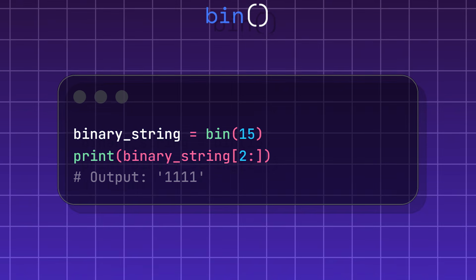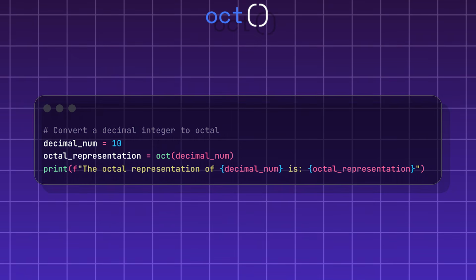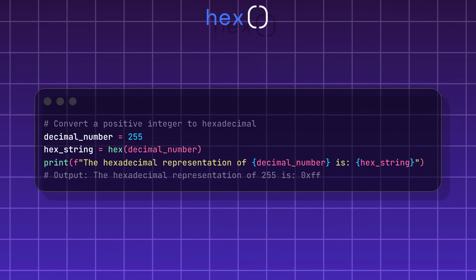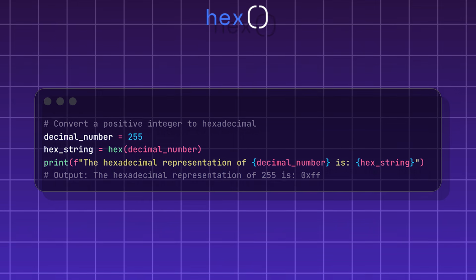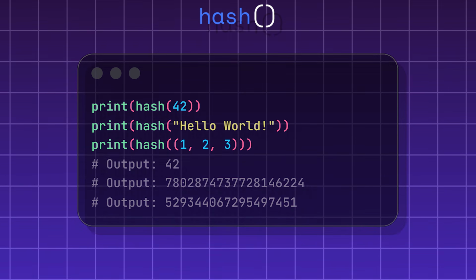Bin converts to binary, a base 2 counting system of ones and zeros. Oct converts to octal, which is a base 8 counting system. Hex converts to hexadecimal, which is a base 16 counting system that ranges from 0 to 9 and A to F. Hash gets the hash value of an object.